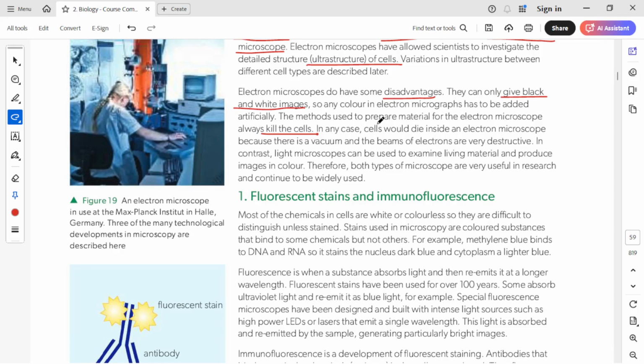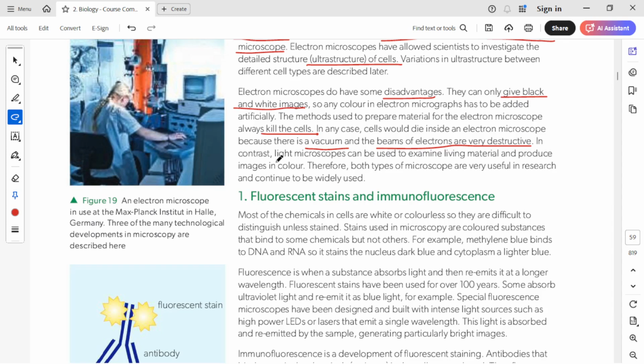So unlike light microscopy, electron microscopy always kills the cell that we want to see under an electron microscope. What are the reasons? The first reason is vacuum. Vacuum is used to see these particular objects, and second of all, the beam of electrons is very destructive, so they actually disrupt the cell.